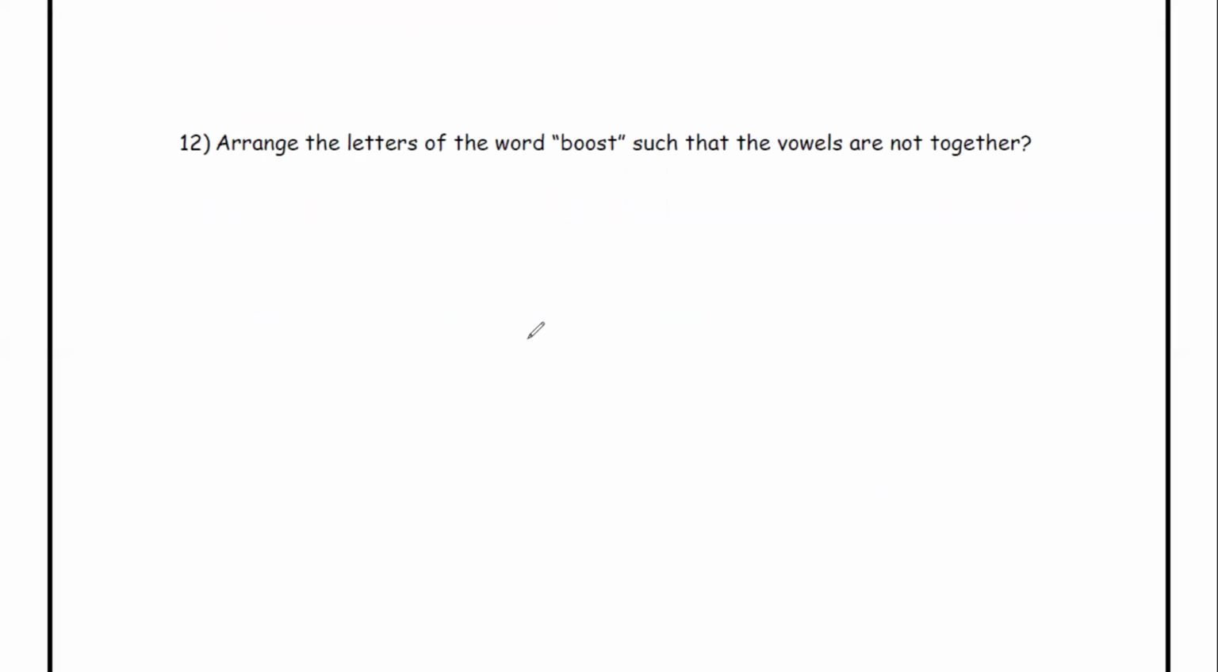Arrange the letters of the word boost such that the vowels are not together. So, boost. First, we find out the ways to arrange the word boost so that the vowels are together. We club them as one dash, and then the S and T. So there are four dashes in together, so 4 factorial.